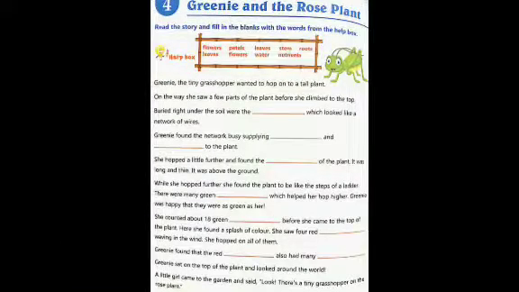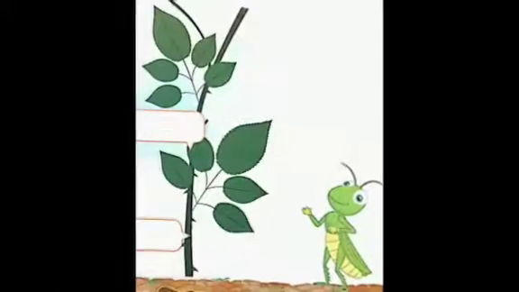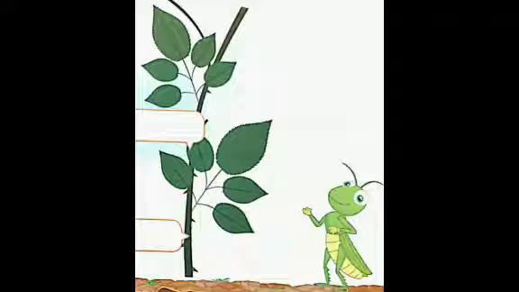Okay. The next point: she counted above 18 green blank spaces before she came to the top of the plant. Greenie counted those blank spaces before she came to the top of the plant.